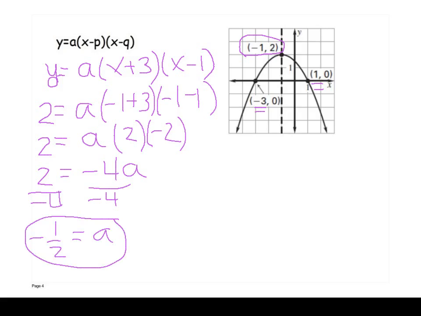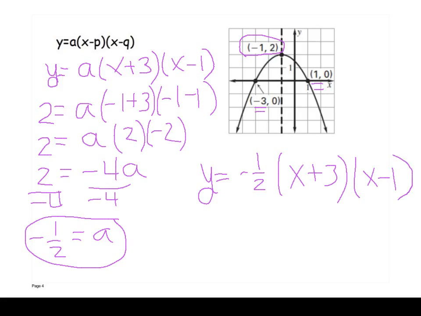So we have now found our a value. Our final step then is to plug in our p, q, and our a to get our equation in intercept form. So y is equal to our found a, which is -1/2. And then we write it in terms of our x value, so that gives us (x plus 3) for our p and (x minus 1).